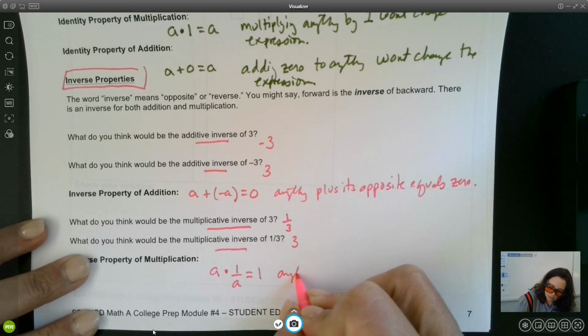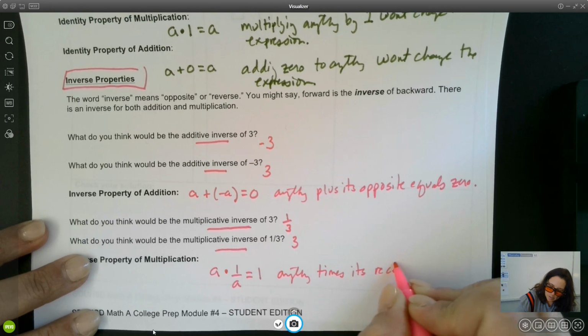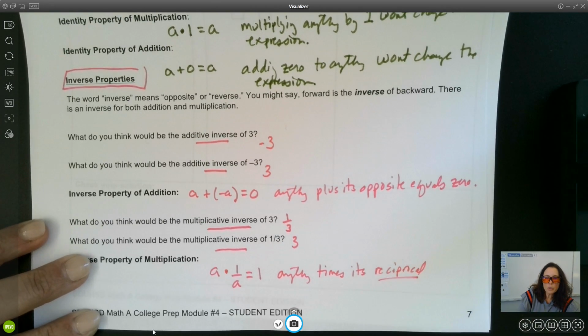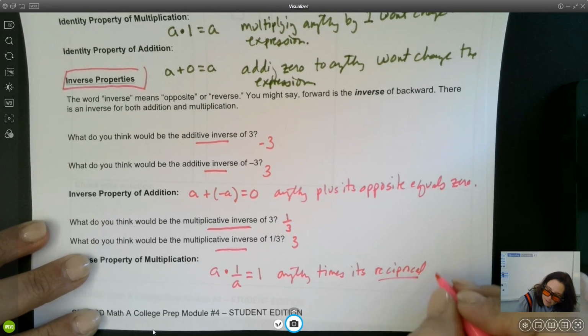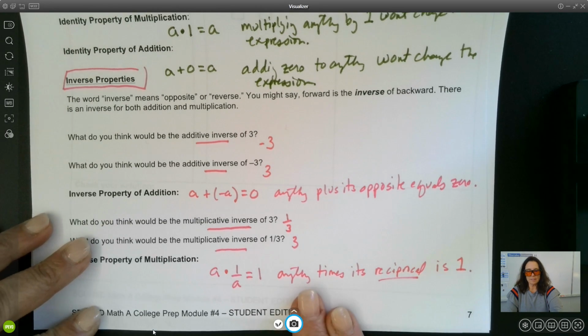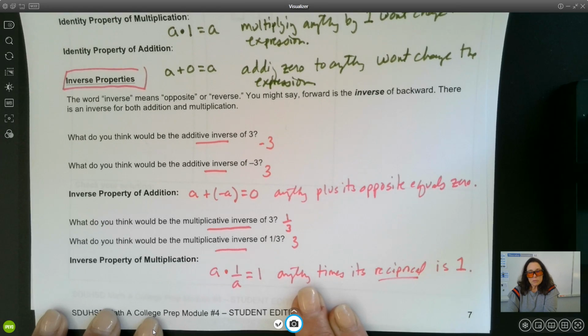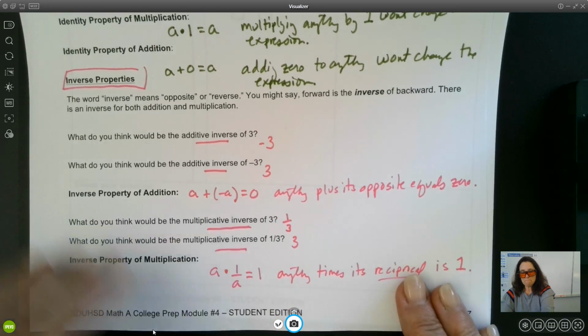Okay, so let me write that in words. Anything times its reciprocal. Hopefully you remember what that is when we were dividing fractions. Remember, we always multiplied by the reciprocal. Okay, is 1. Okay, another 2 properties to add to the list. So we have commutative, we have associative, we have substitution. We just had identity of addition, identity of multiplication, because they're different. And then we just had inverse of addition and inverse of multiplication because they're different.